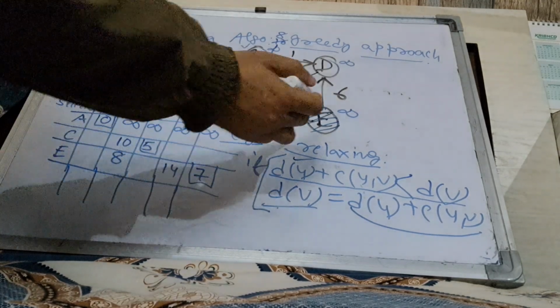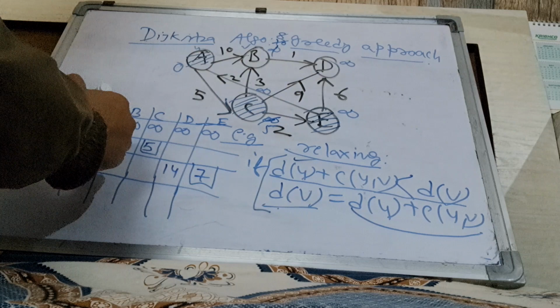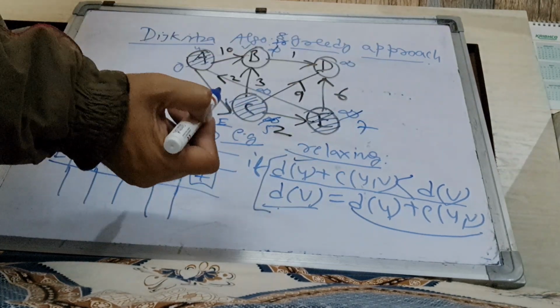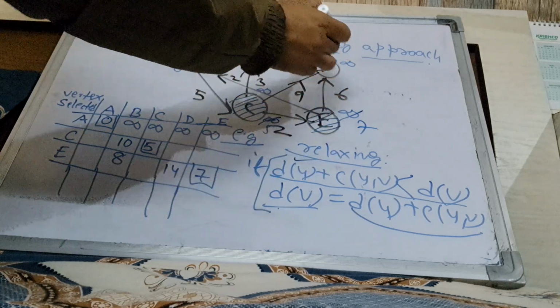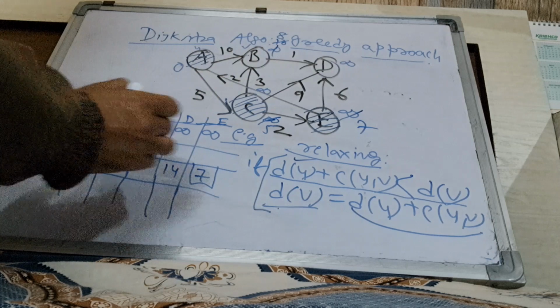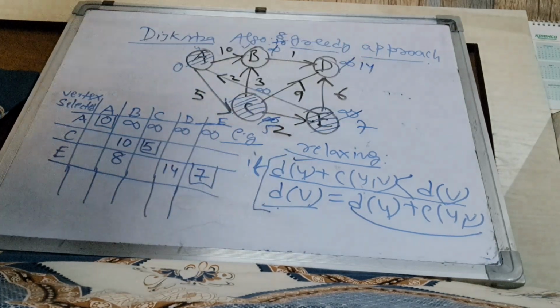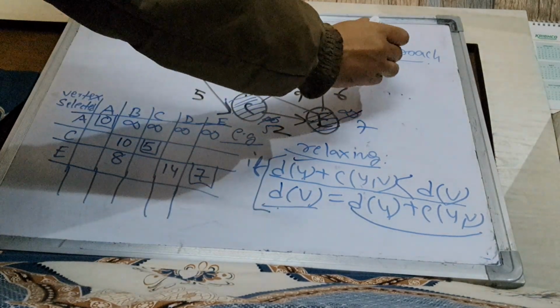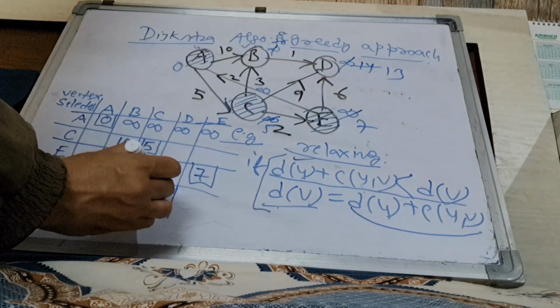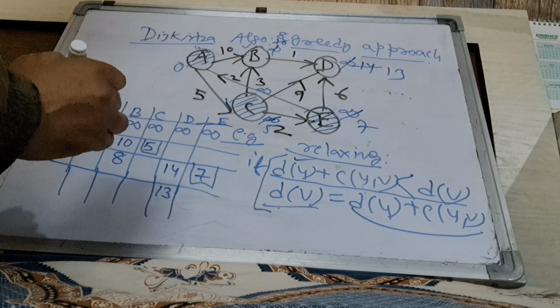From E, what update can we do? Till E we are getting a cost of 7 here. So this has been updated with 7. From E reaching D, it may take 7 plus 6, 13. But right now D has a cost of 14. So it can be updated with a cost of 7 plus 6, 13. So D can be reached with a better cost, that is 13 here.